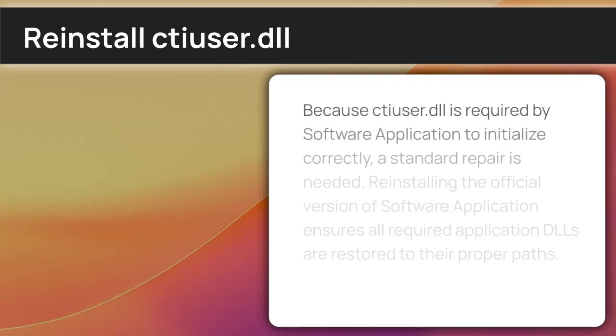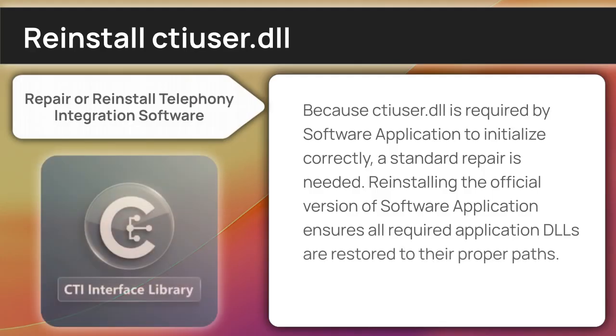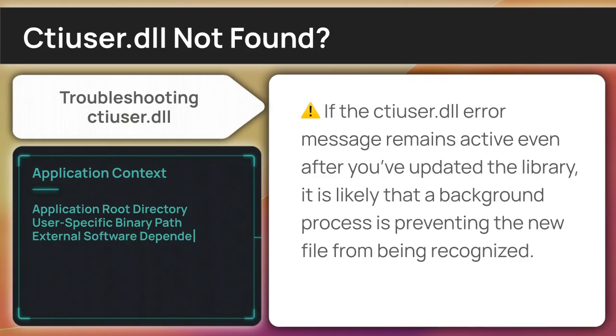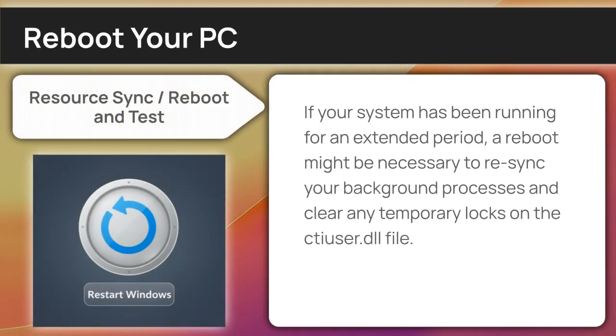The Ctiuser.dll is required for the software application to function properly. Downloading and reinstalling the current official version of the software application will repair missing or broken application files. In the event the error remains visible, it indicates we need to verify the environment's ability to register new shared resources. A standard reboot clears out temporary memory conflicts and gives the Windows loader another chance to properly register the Ctiuser library component during startup.